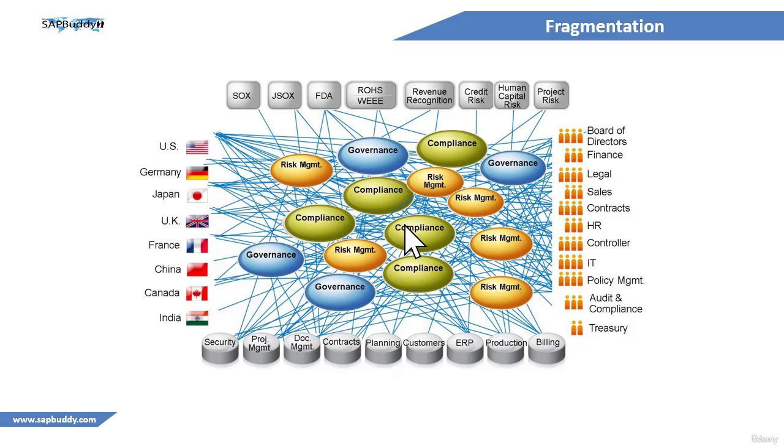Assume you need to do the risk management or risk assessment for each country separately, then this will become quite a complex way of doing risk management. Basically, we are fragmenting the regulatory requirements. SAP GRC comes into the picture and will play the main role here, in how we can harmonize all these requirements.